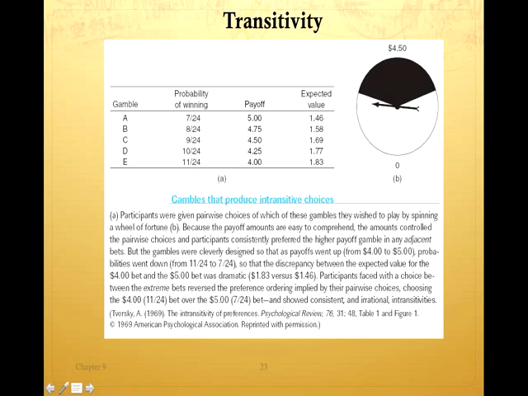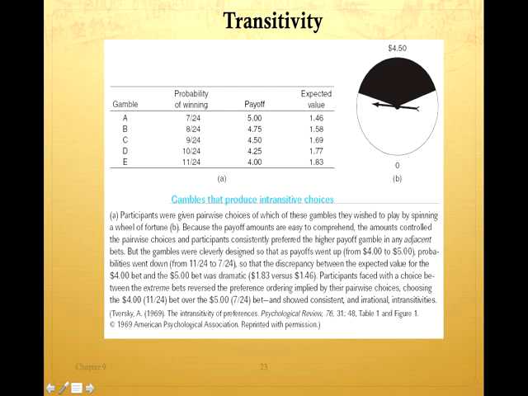And what'll happen is that people will, between A and E, switch bets. And so their bets are intransitive.